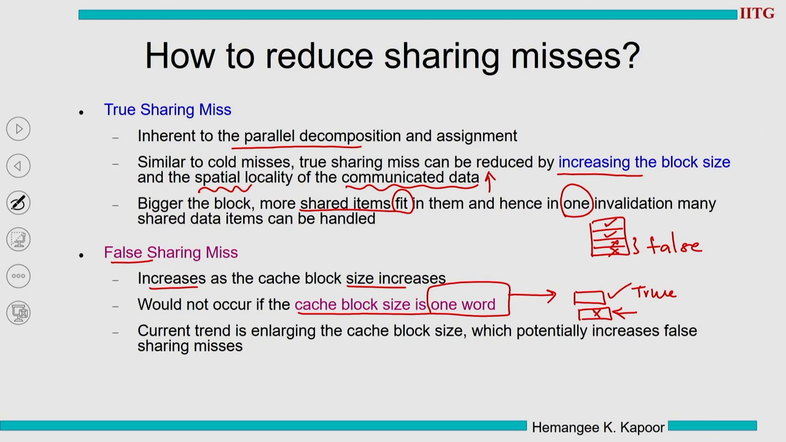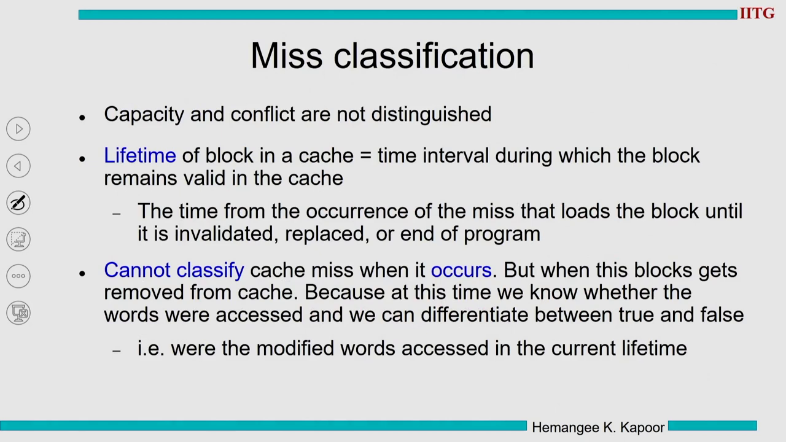But again, because of the gap between the processor and the memory, the current trend is still on enlarging the cache block size. So this is potentially going to increase the false sharing misses. Having a cache block size of one word is still not a practical design decision. So understanding those two types of misses, we are now going to go into a detailed classification of these misses.